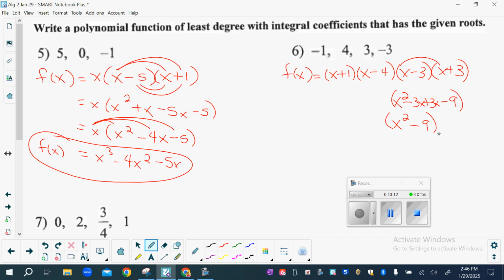So now we're going to have to use FOIL on this one. x squared minus 4x plus x minus 4.